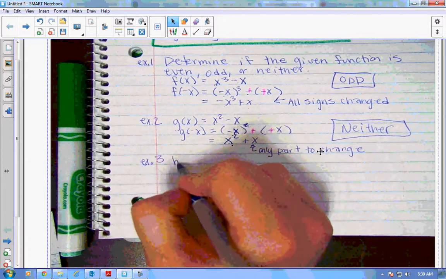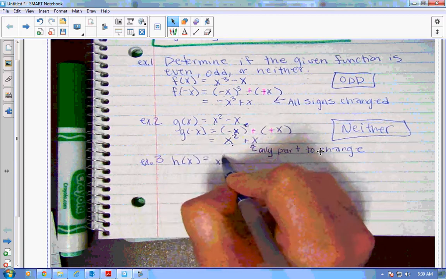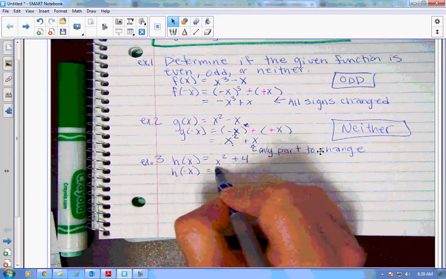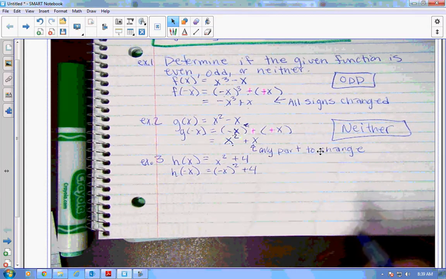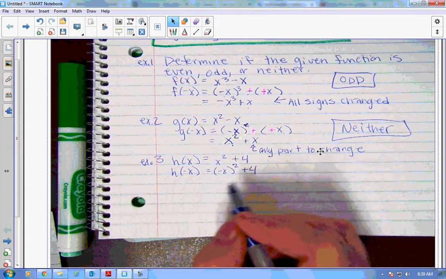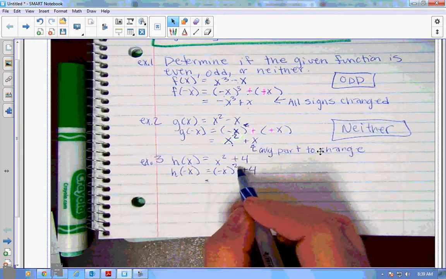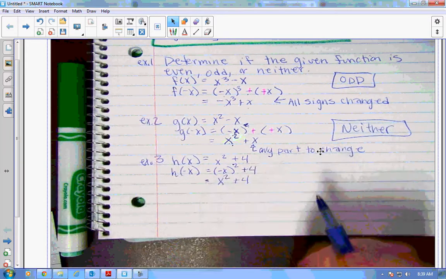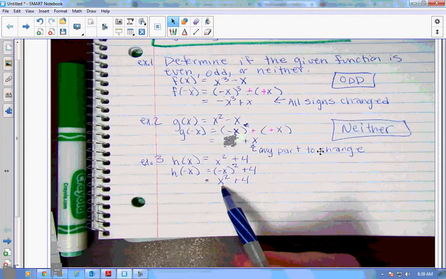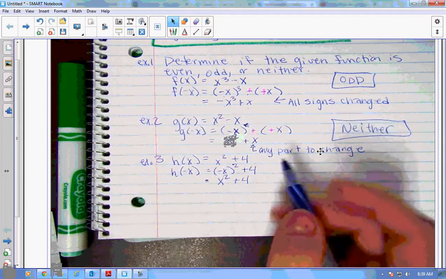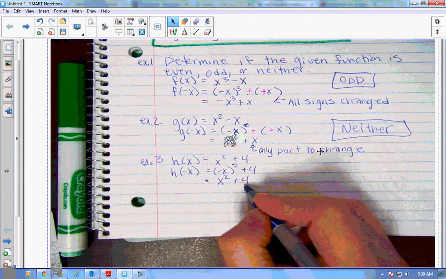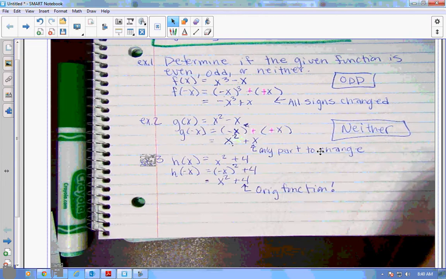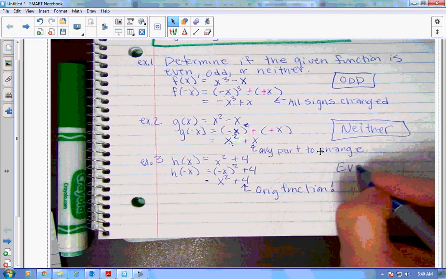Example 3. Let's do another one. H of x equals x squared plus 4. Once again, you replace negative x wherever there was an x. Negative x squared, parentheses are really important. Negative times a negative is a positive. X times x is x squared. So positive x squared plus 4. Originally it was x squared, we got positive x squared. Originally it was plus 4, we got plus 4. So nothing changed. We got the original function. So that means when nothing changes in the original function, it is even.